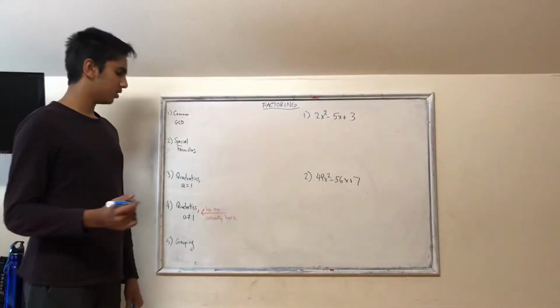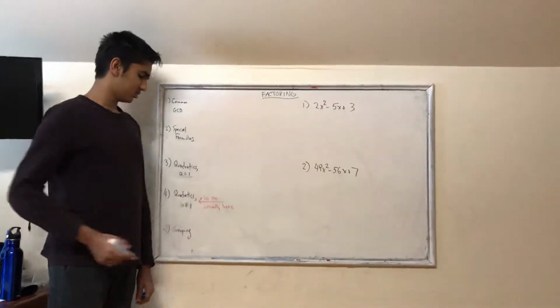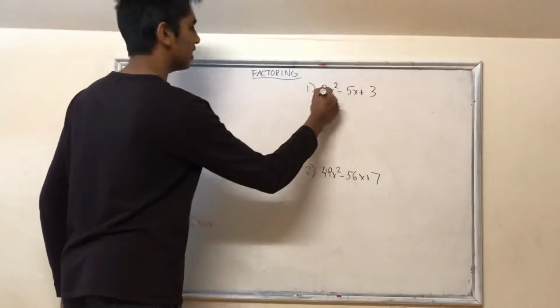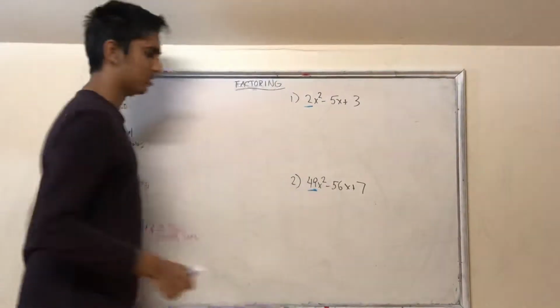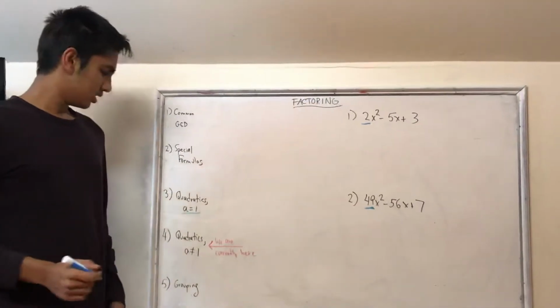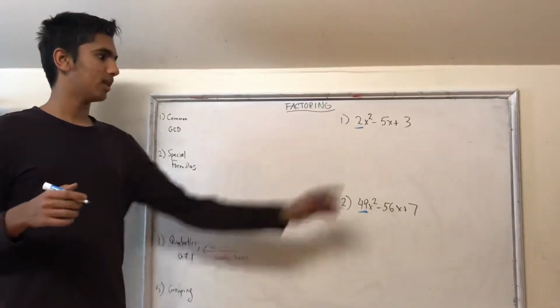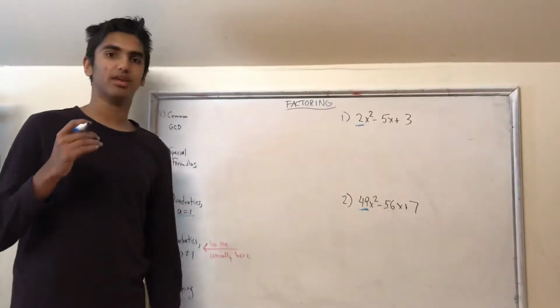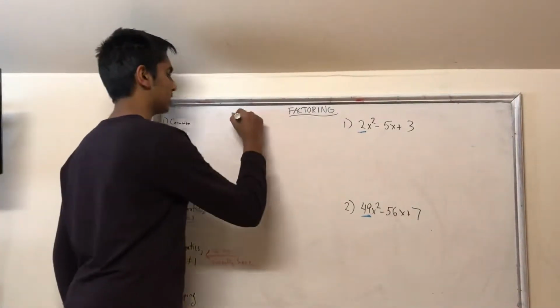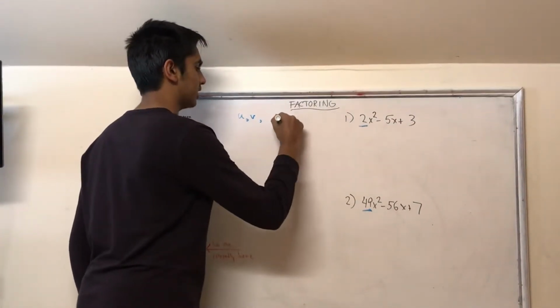Alright, so before, we did this when the leading coefficient is 1, but now we're going to learn how to factor quadratic equations where the leading coefficient isn't 1. So instead of finding two numbers that add and multiply, we need to find four numbers. I'm going to call them U, V, P, and Q.